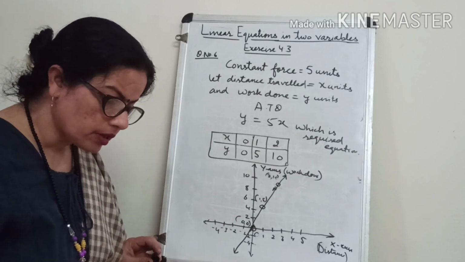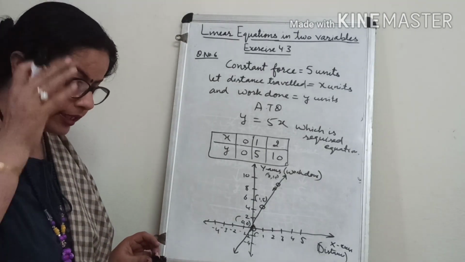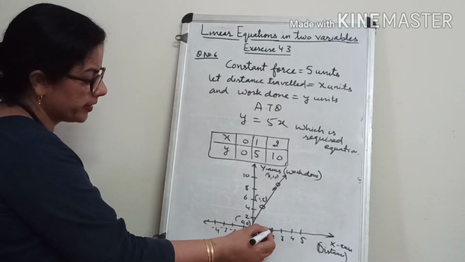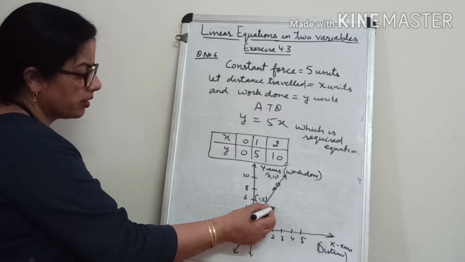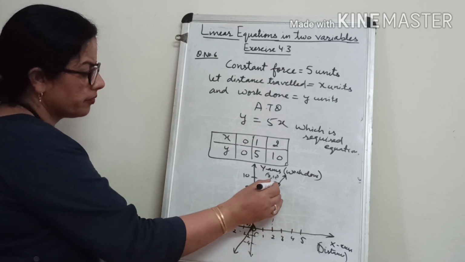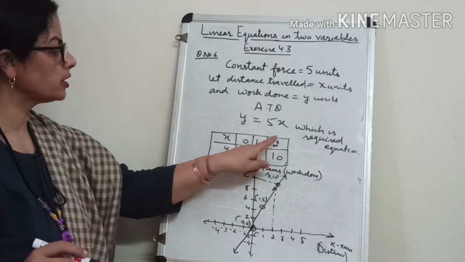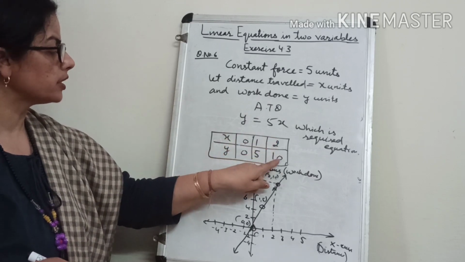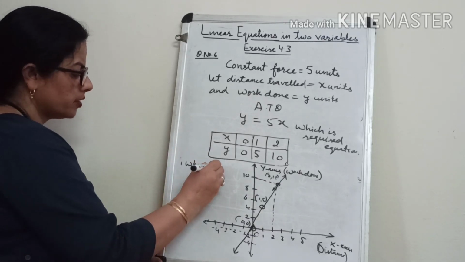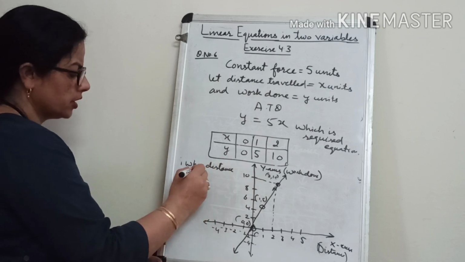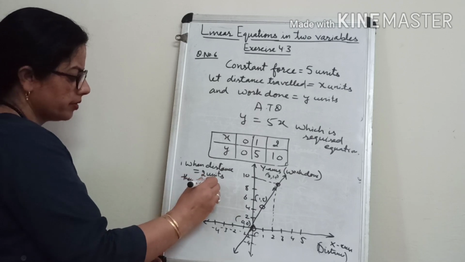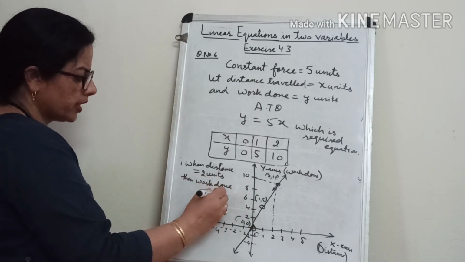After this he is saying, read from the graph that when distance travelled is 2 units, what is the work done? So from 2 we will draw a line like this, and from here that is 10, or we can see from here also, when distance is 2 units, then work done is 10 units. So the first answer is when distance is equal to 2 units, then work done is equal to 10 units.